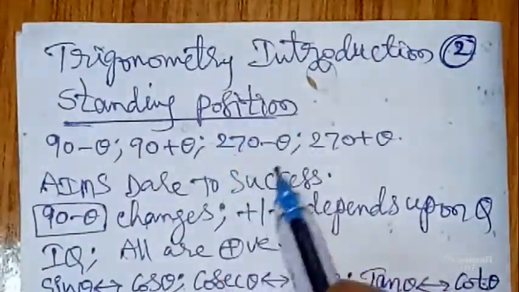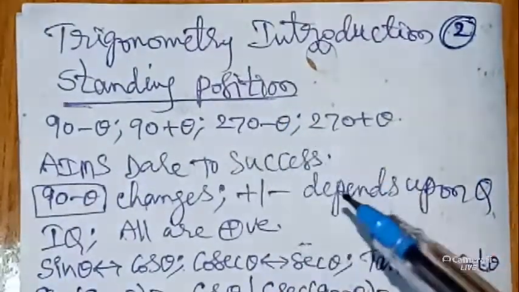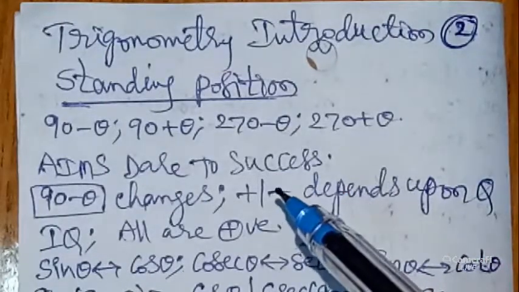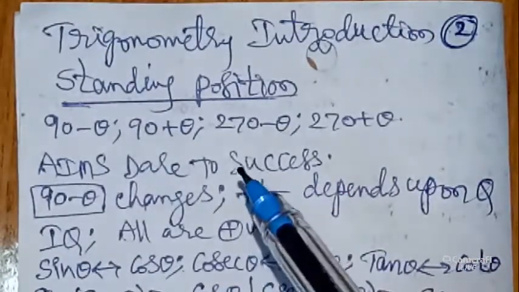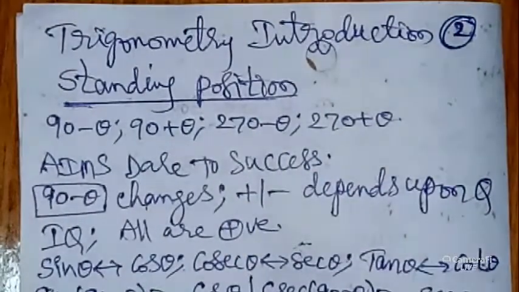Now we wanted to move to 270 minus theta. Standing position means always the teacher will come and stand on the dais. The teacher will explain on the board. They can change their position while they are writing on the board.